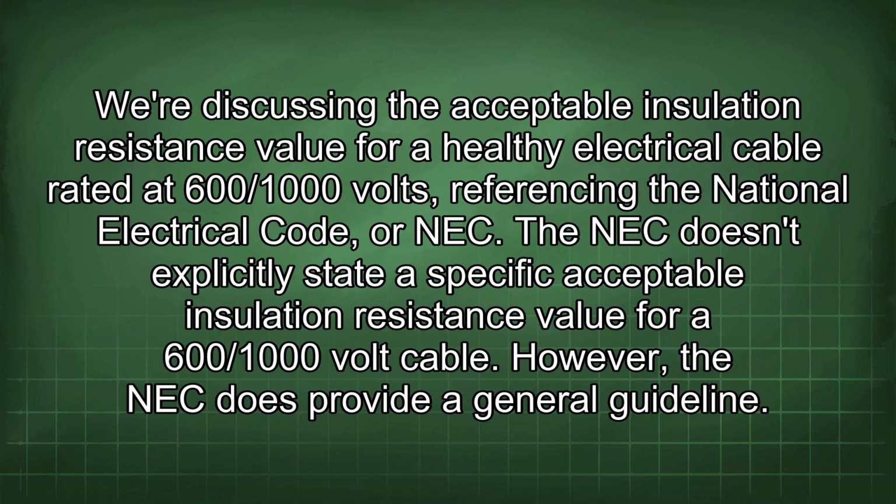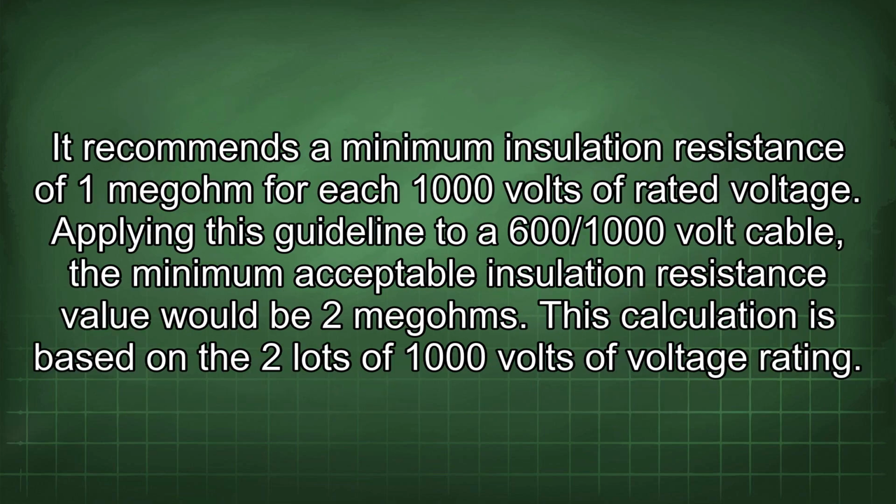We're discussing the acceptable insulation resistance value for a healthy electrical cable rated at 600/1000 volts, referencing the National Electrical Code, or NEC. The NEC doesn't explicitly state a specific acceptable insulation resistance value for a 600/1000 volt cable. However, the NEC does provide a general guideline. It recommends a minimum insulation resistance of 1 megohm for each 1000 volts of rated voltage. Applying this guideline to a 600/1000 volt cable, the minimum acceptable insulation resistance value would be 2 megohms.